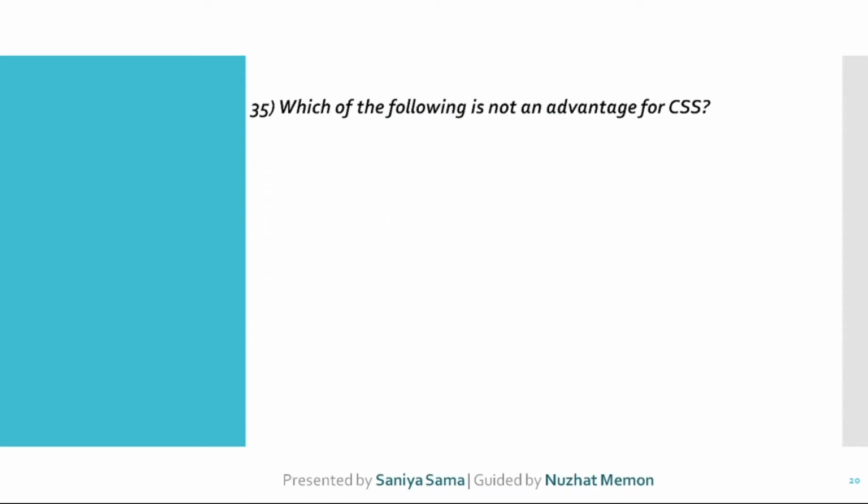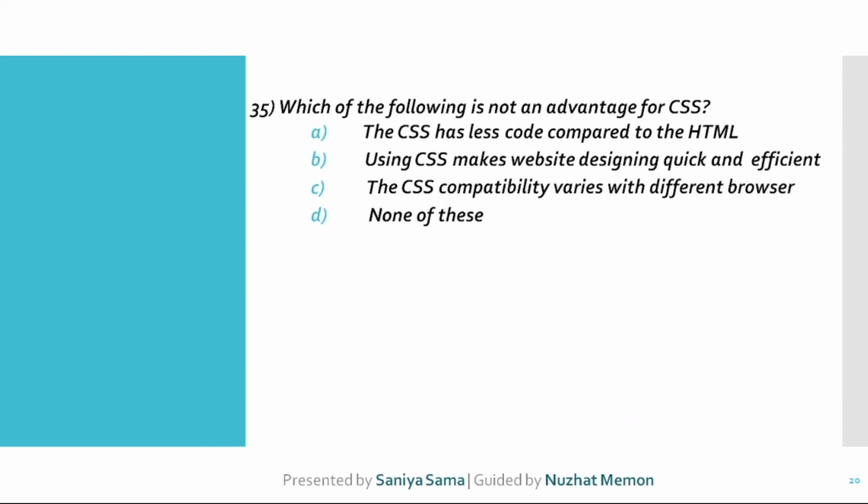35. Which of the following is not an advantage of CSS? Option A, the CSS has less code compared to the HTML. Option B, using CSS makes website designing quick and efficient. Option C, the CSS compatibility varies with different browser. Option D, none of this. The answer is the CSS compatibility varies with different browser.